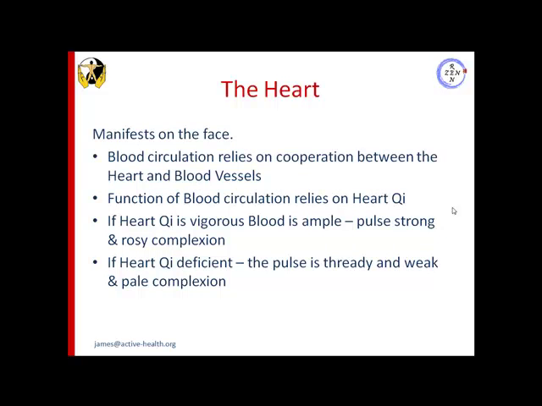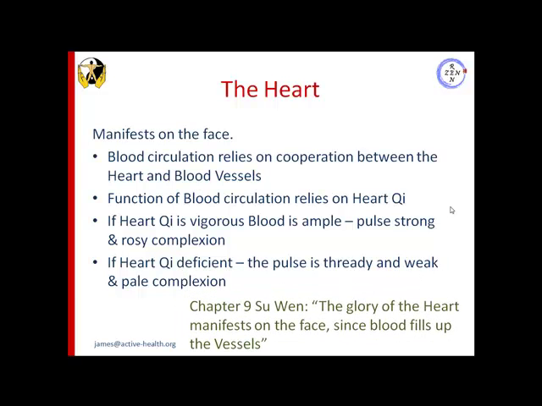And we look at blood circulation, again, as I said earlier on, relies on the cooperation between the heart and the blood vessel. And when the heart qi is vigorous and blood is ample, then the pulse will be strong and the complexion will be rosy. However, if heart qi is deficient, the pulse is thready and weak, and there's a pale complexion. And it says in chapter 9 of the Su Wen that the glory of the heart manifests on the face, since blood fills up its vessel.